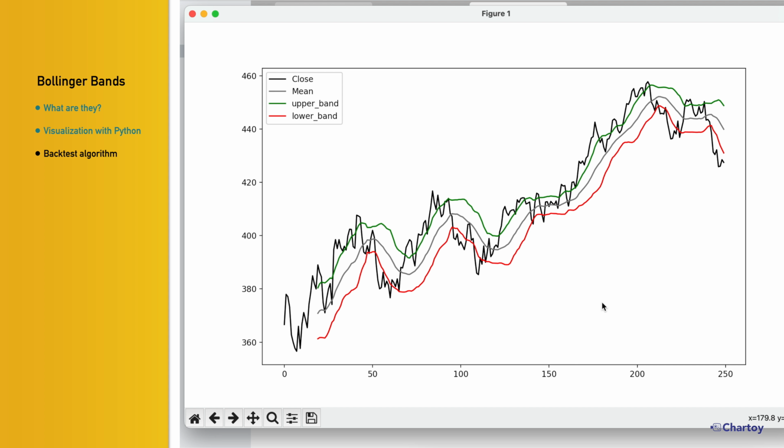So here's the result. The black line is the close price. The mean, which is the moving average, is the gray line, and you have the upper and lower band, which are the green and red line. You can see that the price is moving somewhere between them, but many times you can see that it crosses the upper line or the lower line, right? So let's zoom in here a little bit, see more closely how it looks.